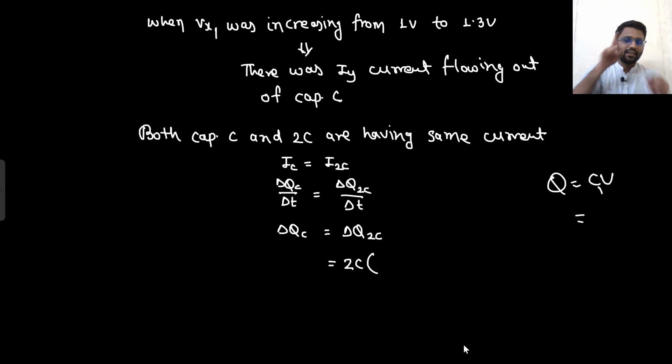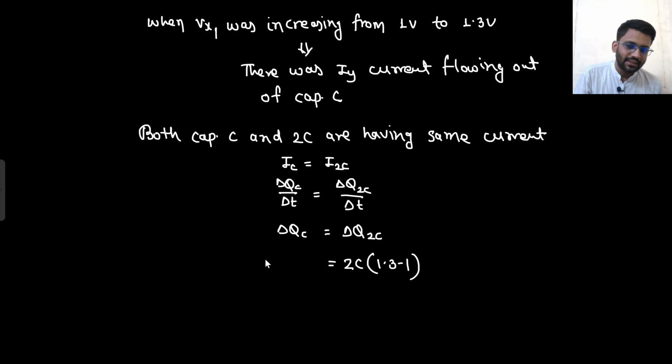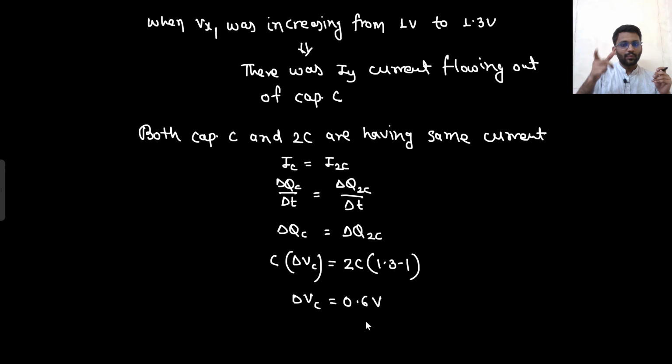And what is the change in charge? It rises from 1 to 1.3. Final minus initial, this is the change. What about the change in charge of capacitor C? That we don't know. So what will be the change? Capacitance into the change in voltage, that we don't know. So what would that change be? That change would be 0.6 volt. So basically there would be a change of 0.6 volt.